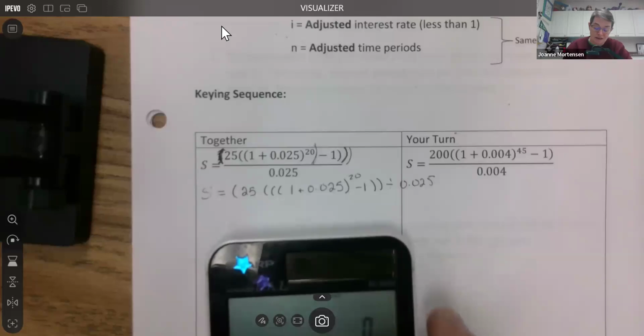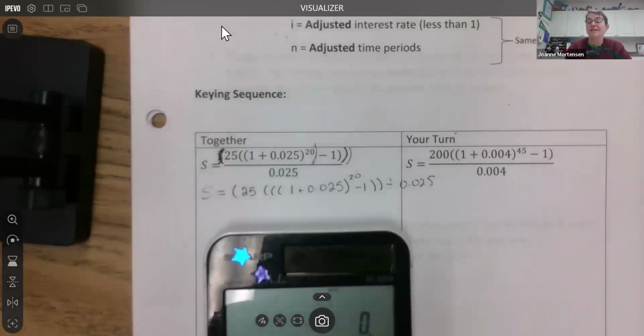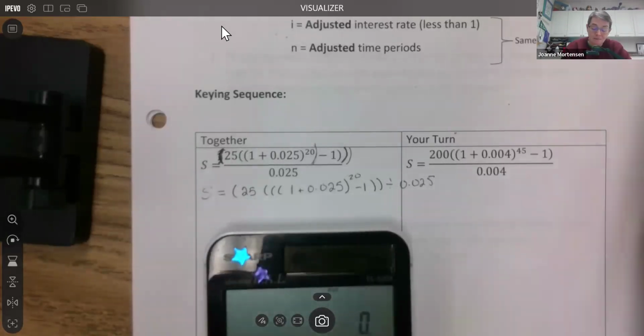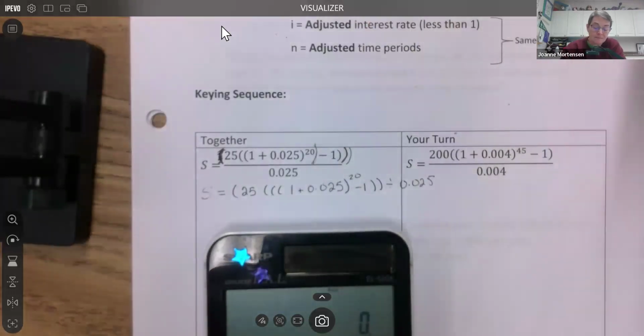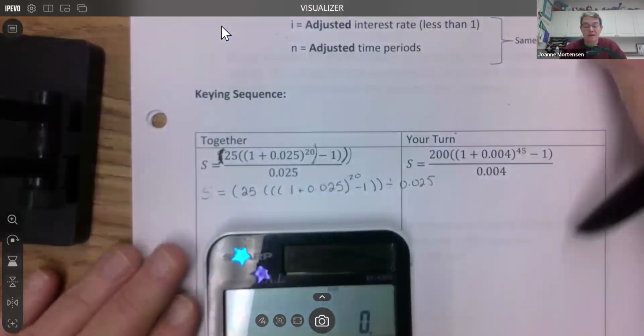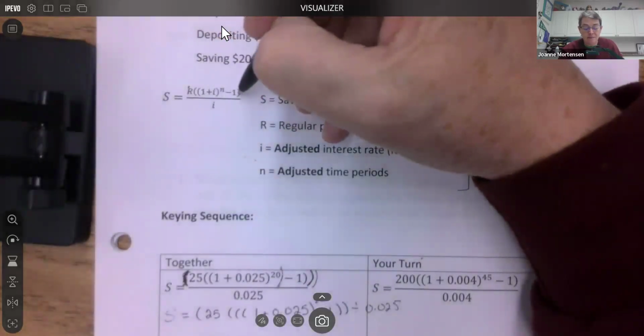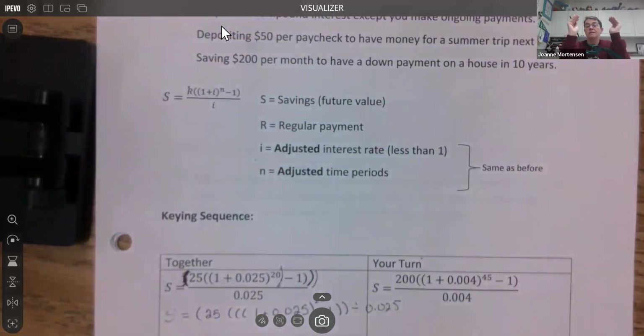Okay, let's see if I can get this right. Like I said, this is literally the third time doing this video. I kept getting my brackets screwed up. So what we have to do basically, let me just pull that formula back in, is do all of the math up here, and we need that to be in brackets, and then we divide by the 0.025, or the interest.